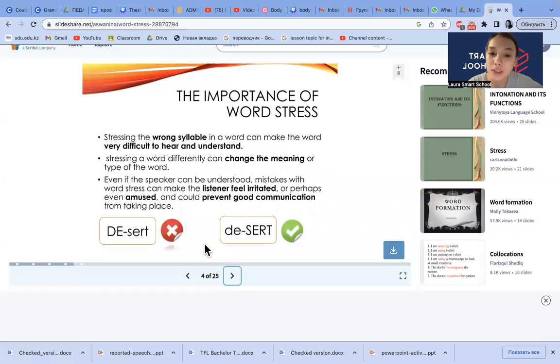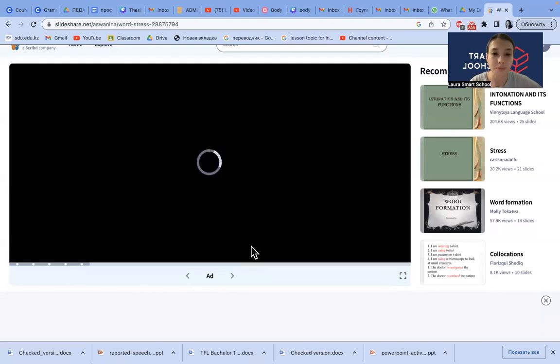So, the importance of word stress. Stressing the wrong syllable in a word can make the word very difficult to hear and understand. For example, let's look at these two words, desert and dessert. These are absolutely two different words, and pronouncing them incorrectly can make our listeners feel irritated and really annoyed. Moreover, they might not comprehend you correctly and they might gain an inappropriate idea about something.